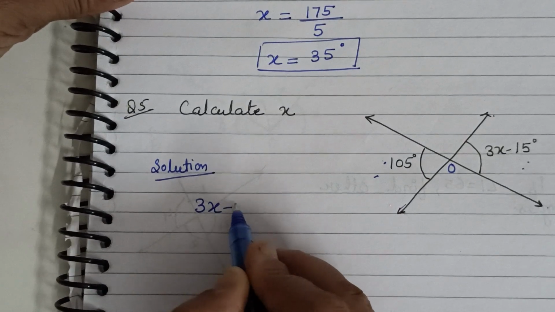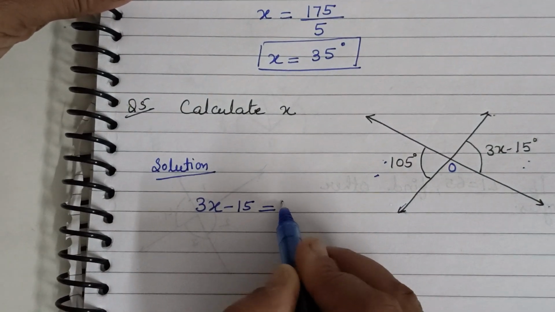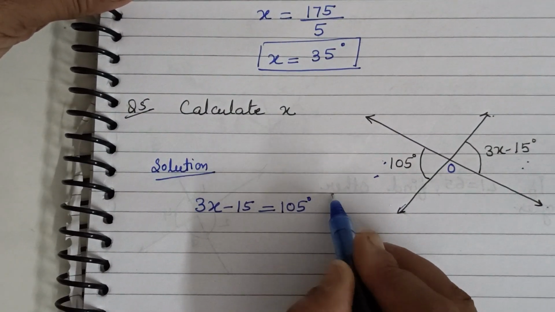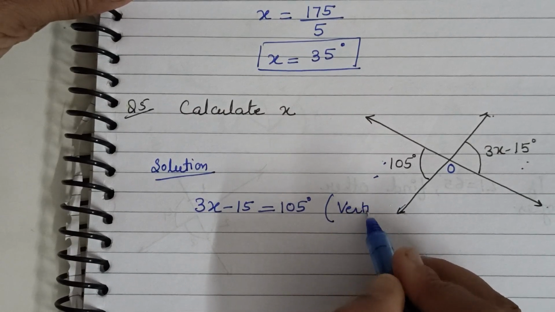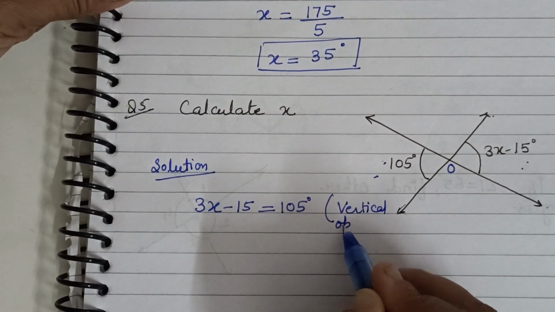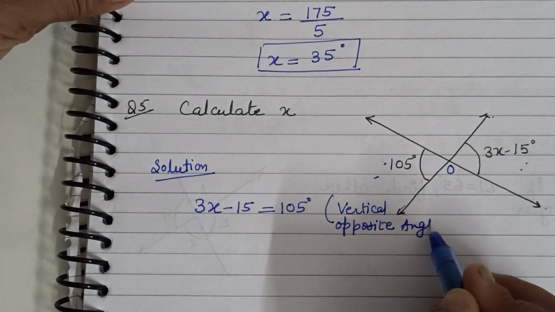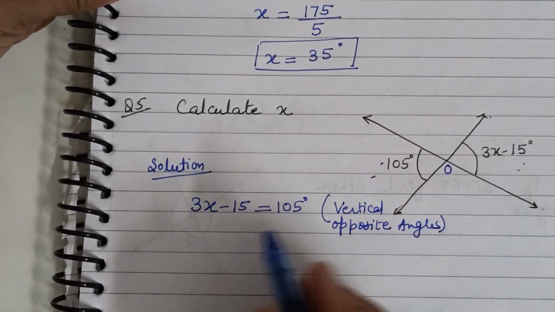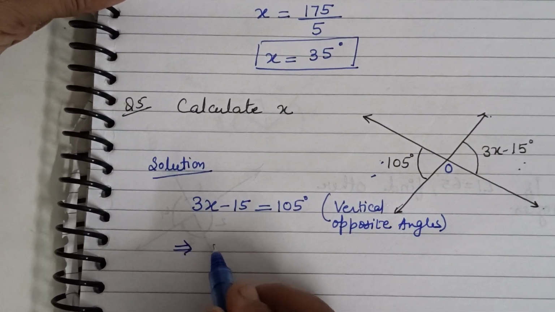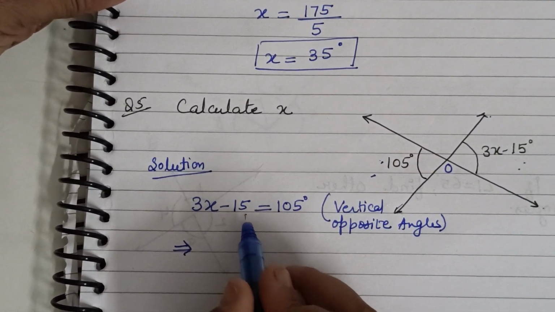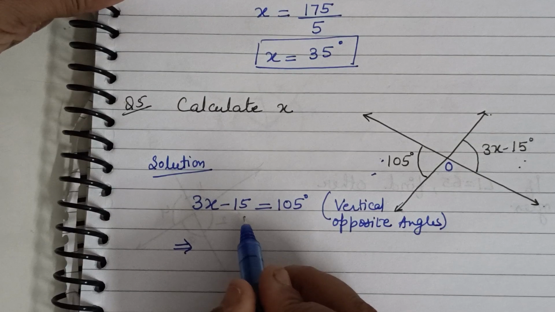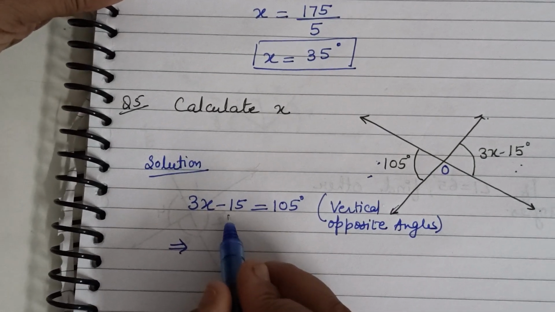So 3x minus 15 equals 105. Reason? They are vertical opposite angles. Vertical opposite angles are always equal. If you have doubt about this, you can see the first video of lines and angles where I have given the concept of vertical angle.